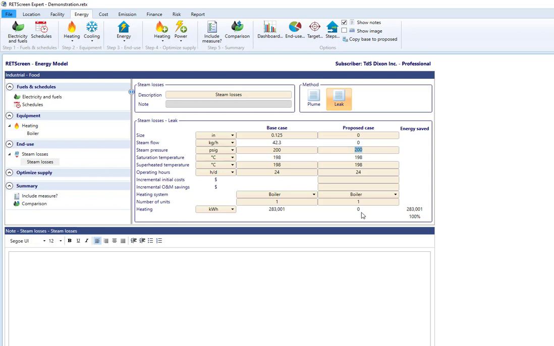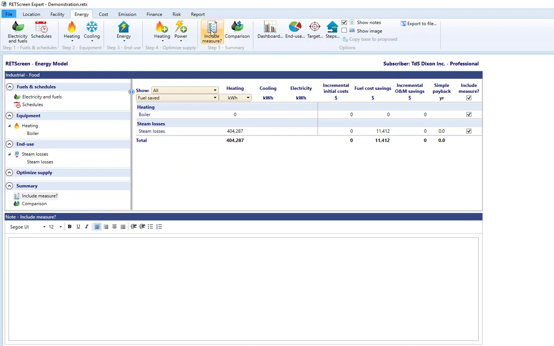And what we're going to do is use the include measure screen to see what this leak was really worth. Moving to the include measure, it looks like this leak was costing us a little more than $11,000 a year. That's pretty significant. Even if you consider a $3,000 or $4,000 intervention to eliminate a steam trap that's leaking, this thing pays back very quickly. A great use of REDScreen to identify low cost, no cost opportunities.